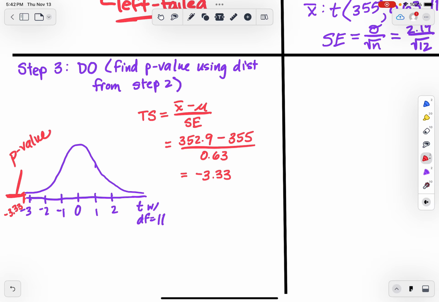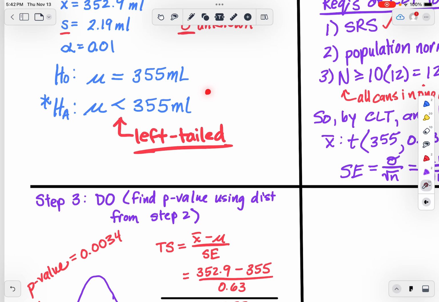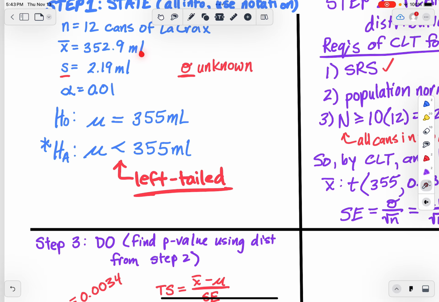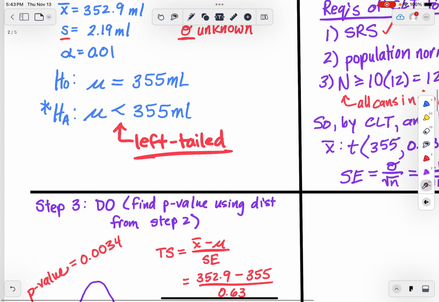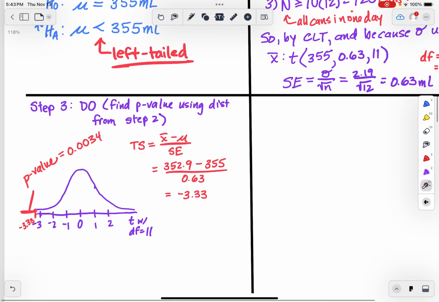So I just got that this p-value is equal to 0.0034. So that p-value is telling me that if it's true that our mean really is 355 milliliters, the chance of us getting a sample mean of 352.9 milliliters in 12 cans, the chance of that happening purely by luck or by chance is 0.0034. So that's a really small chance of getting our data if that null is true. And then in step 4, we will conclude and then interpret our results.